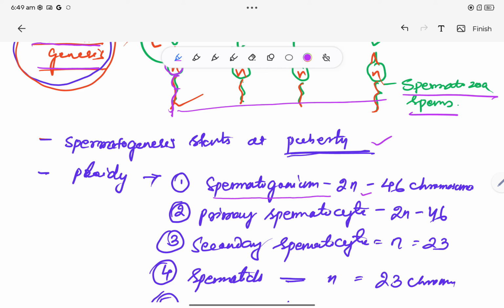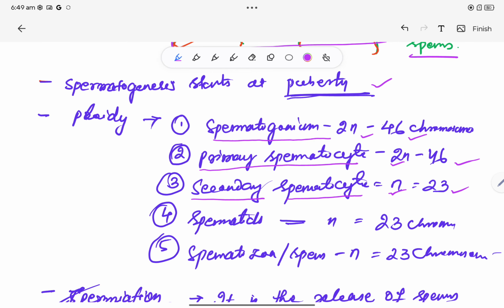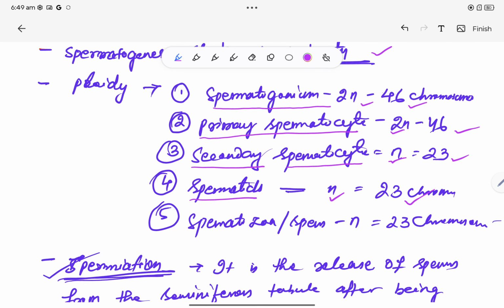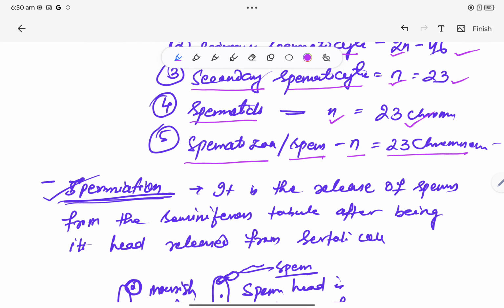Spermatogonium 2n, 46 chromosomes. Primary spermatocyte 2n, 46 chromosomes. Secondary spermatocyte, it is n because it is produced by meiosis 1, so the chromosome number is 23. Now the spermatids, since they are produced by meiosis 2, there is no change in chromosome number. So n and 23 chromosomes. Now the spermatid develops into spermatozoa or sperm, which are also n, and they contain 23 chromosomes. So this ploidy you have to remember.